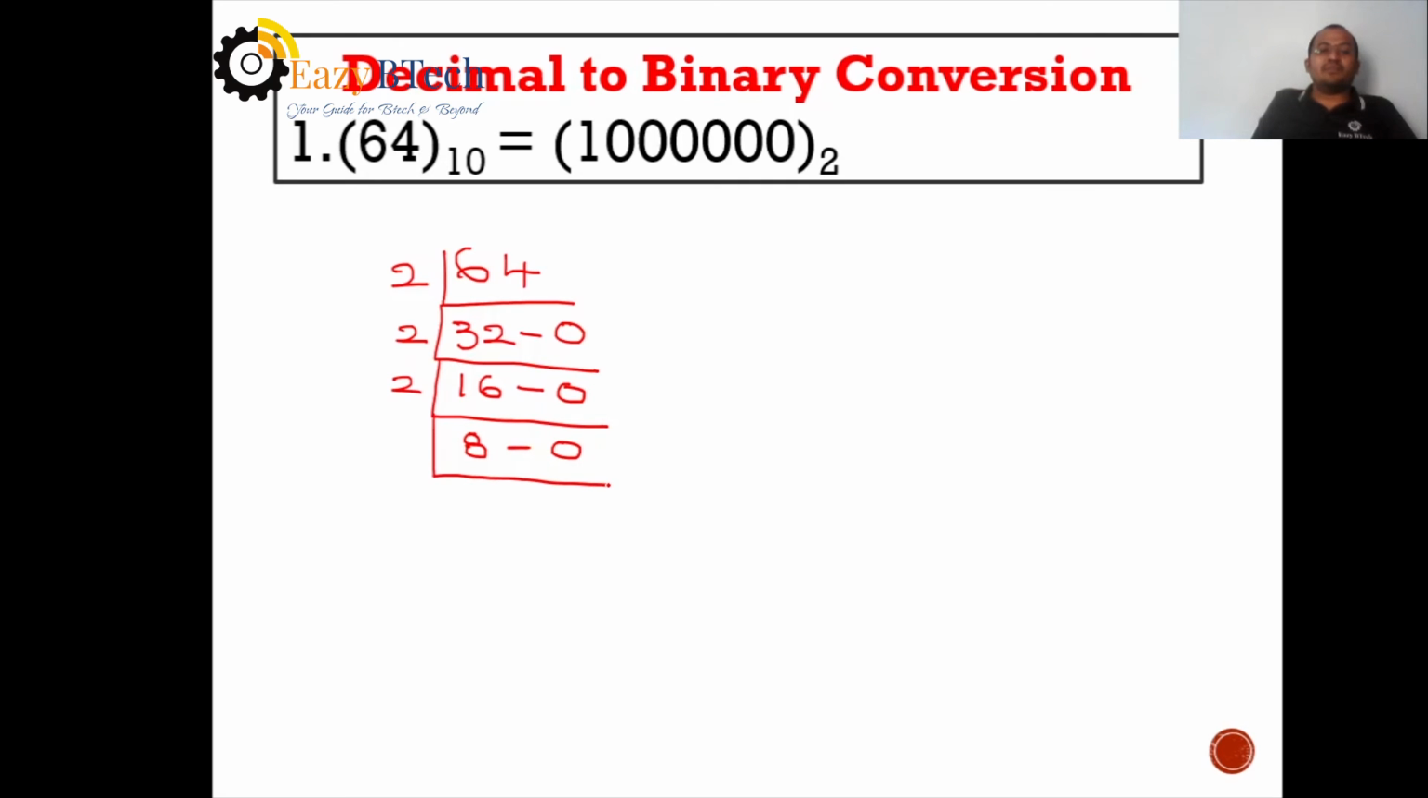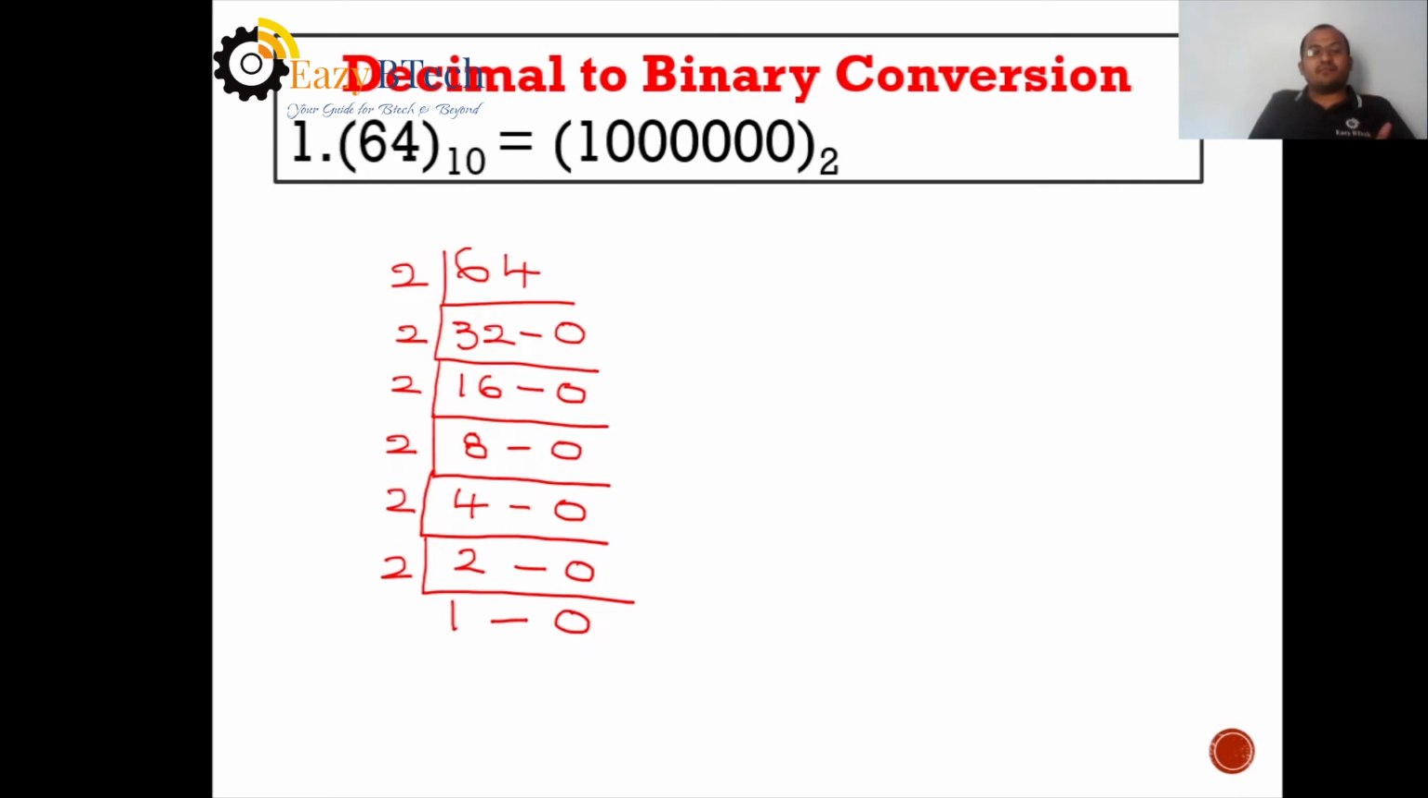Again we have to divide the 8 by 2. It divides by 4 times, the remainder is 0. Again we have to divide by 2, and it divides 4 by 2 times and the remainder is 0. Again we have to divide by 2, so it divides by 1 time and the remainder is 0. So further division is not possible.